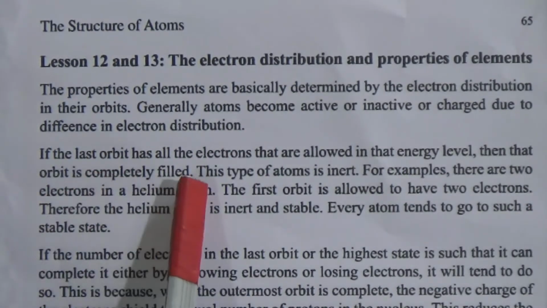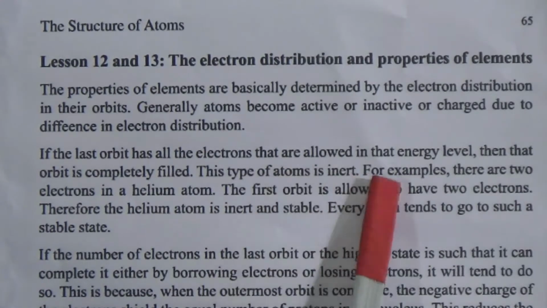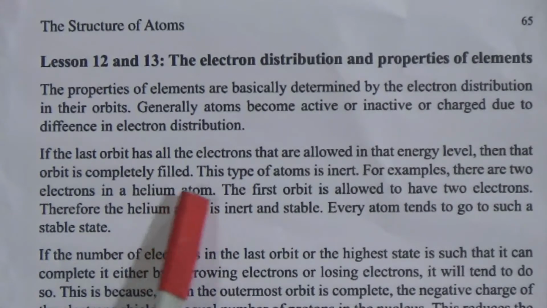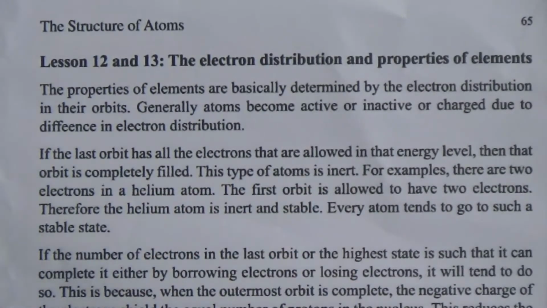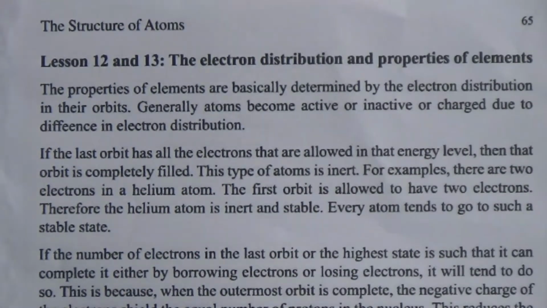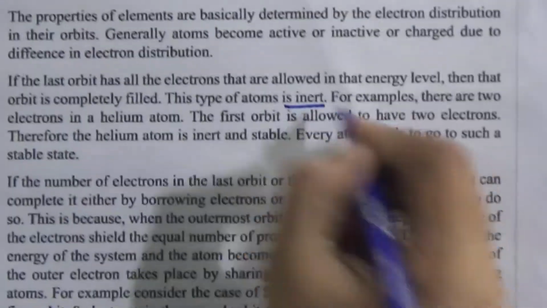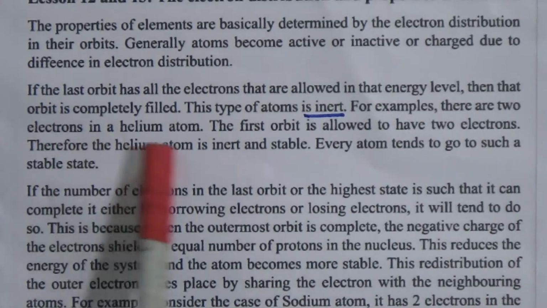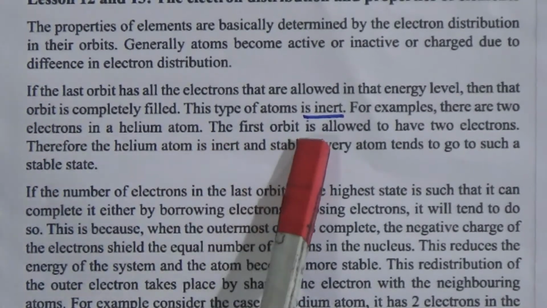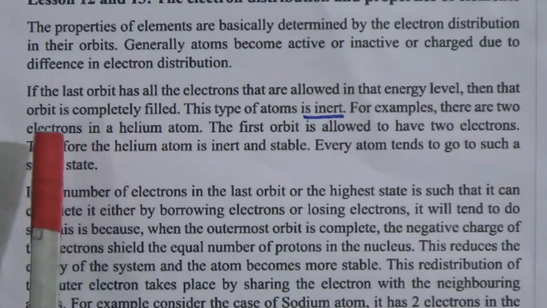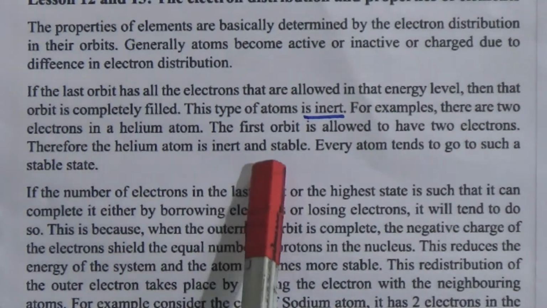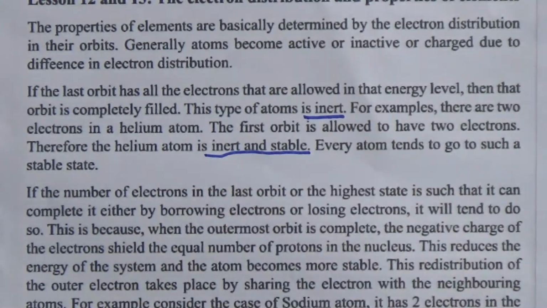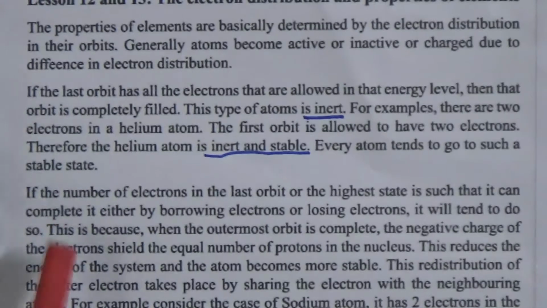If the last orbit has all electrons that are allowed in the energy level, that orbit is completely filled, and this type of atom is called inert. For example, there are 2 electrons in the helium atom. The first orbit is allowed to have 2 electrons, therefore helium is inert and stable. Every atom tends to go to such stable states.